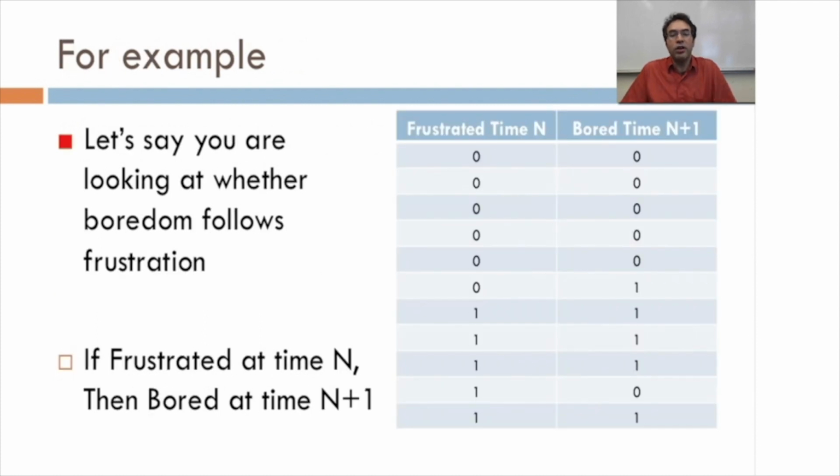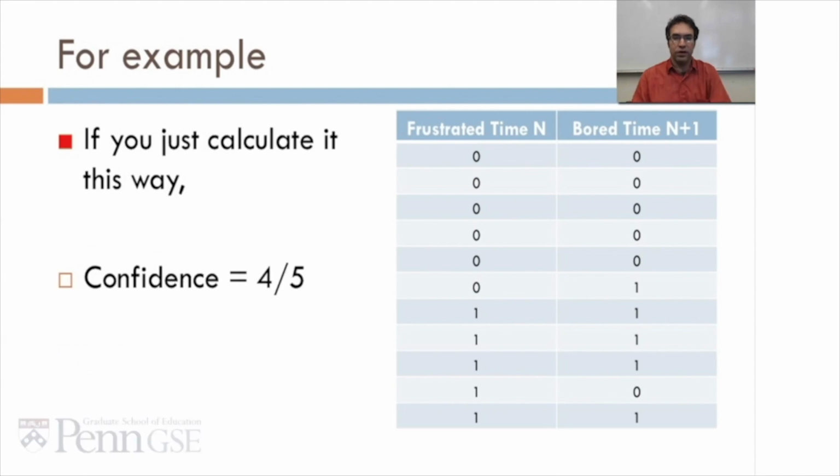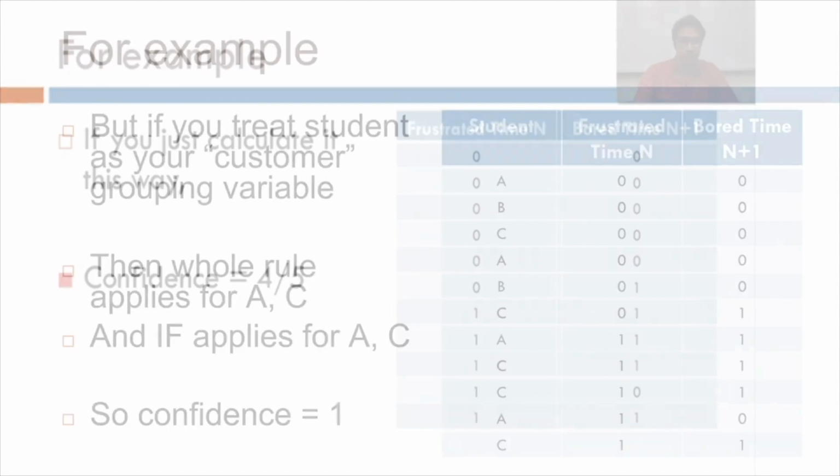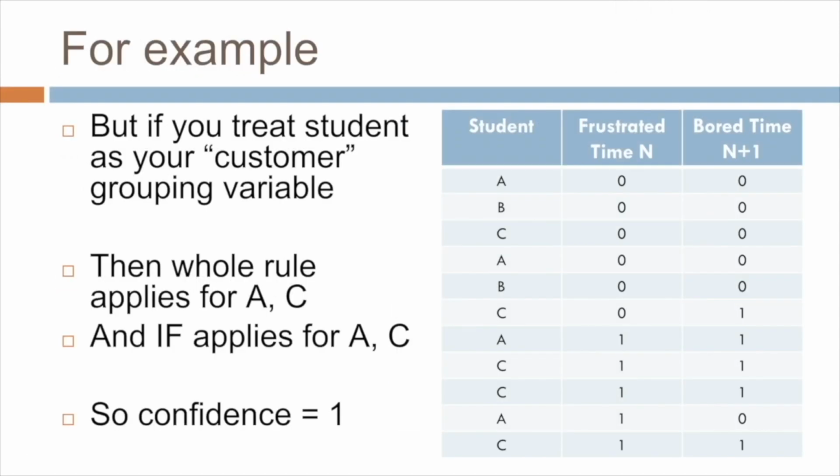For example, let's say you're looking at whether boredom follows frustration, and you're investigating the rule, if frustrated at time n, then bored at time n plus 1. If you ignore grouping, confidence is 4/5. 5 of these cases fit the if case, and 4 of them fit the entire rule. But if you treat student as your grouping variable, then the whole rule applies for A and C, and the if applies for A and C. So your confidence is 1.